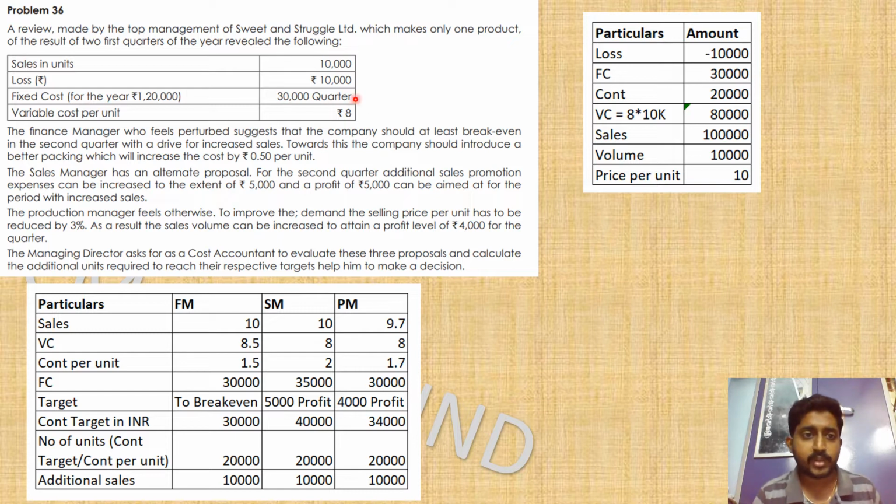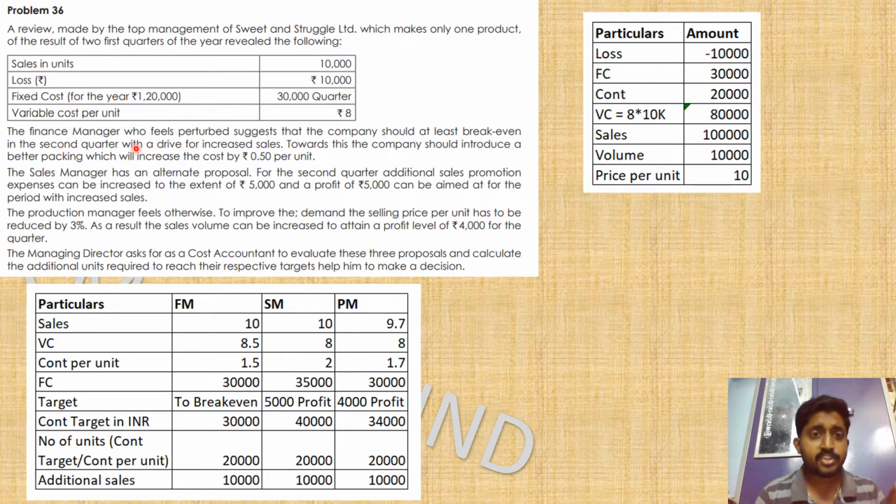So 30,000 per quarter, and variable cost per unit is given. Variable cost per unit is given, fixed cost is given, loss is also given. So with loss and fixed cost we can find the contribution. With contribution on one hand and variable cost on the other hand, we can find the sales also. Okay, so let's see how to apply this.